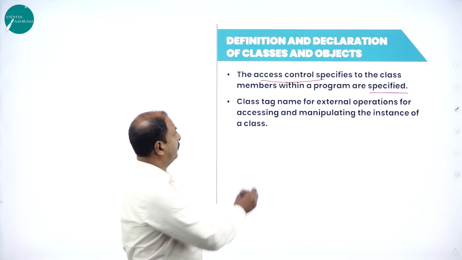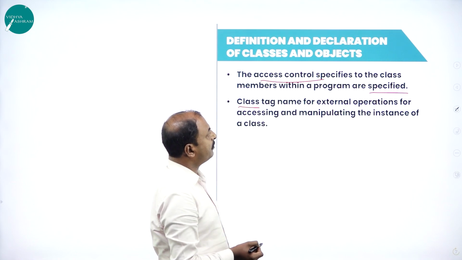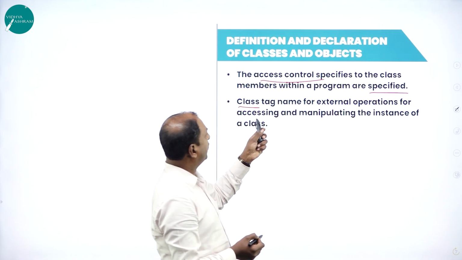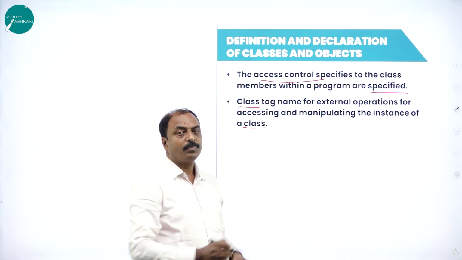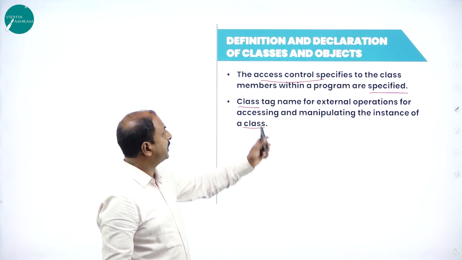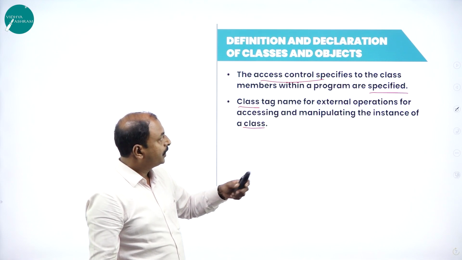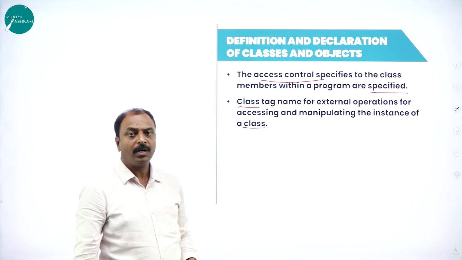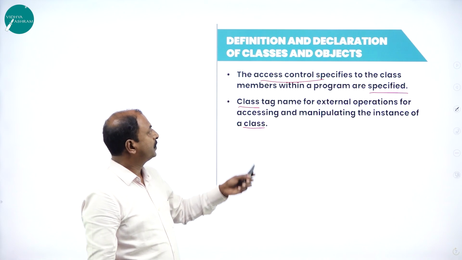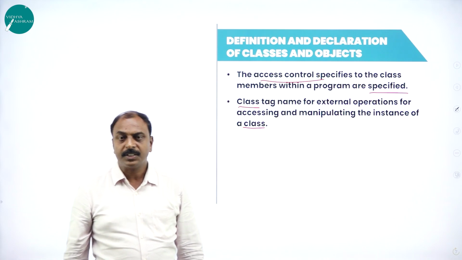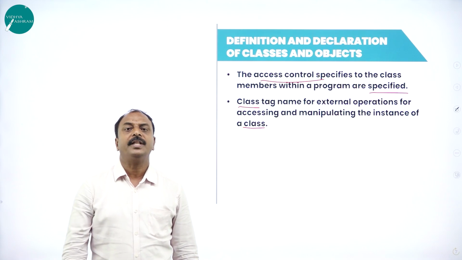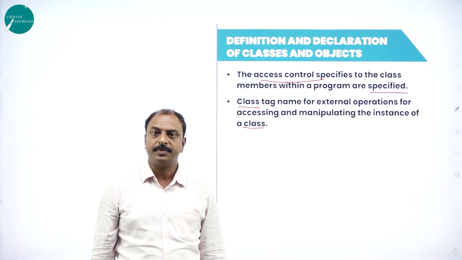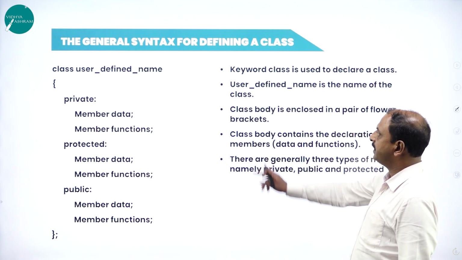Class tag name. The class tag name is used for external operations, for accessing and manipulating the instance of a class. Here we have to make use of a class. It is a tag name or name of a class to work with objects. So these are a few characteristics of a class, and we have to remember those points to define a class in programming concepts. Now let us see the syntax.